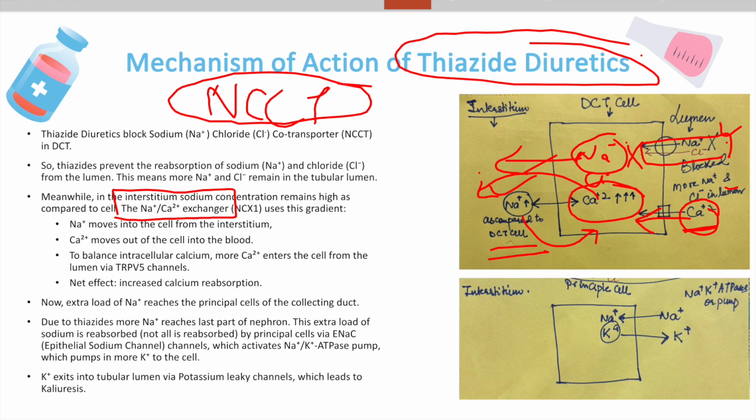Now, more sodium, more chloride will reach the last part of the nephron. So, once more sodium reaches the last part of the nephron, the principal cells get activated. They use sodium potassium ATPases to pump sodium into the cell, and once sodium is pumped into the cell with the help of sodium potassium ATPase, the potassium is excreted, or the potassium leaks out into the lumen. This leads to kaliuresis.